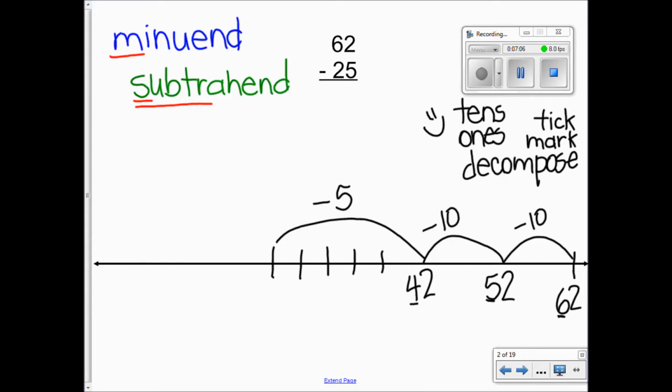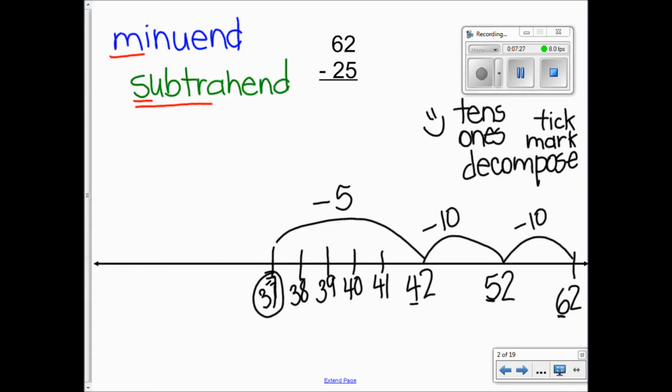Going back, I'm subtracting. 42. 1 less than 42. 41. Very good. 1 less is 40. And then 39. And then 38. And then 37. Absolutely. That's right. So that is my answer.